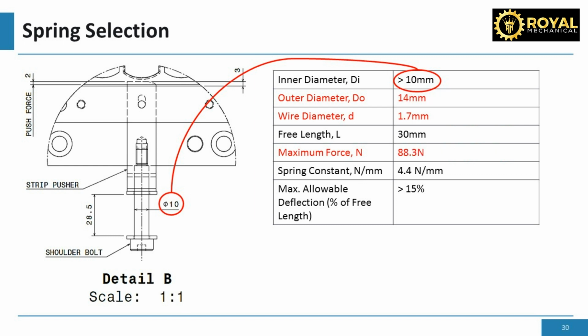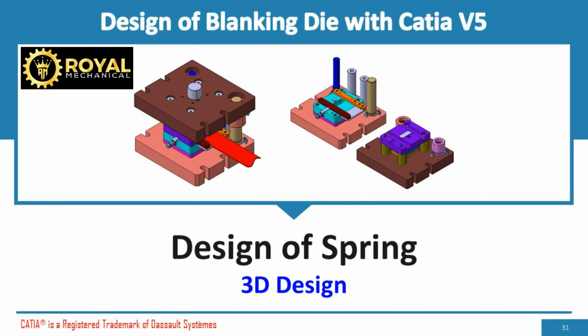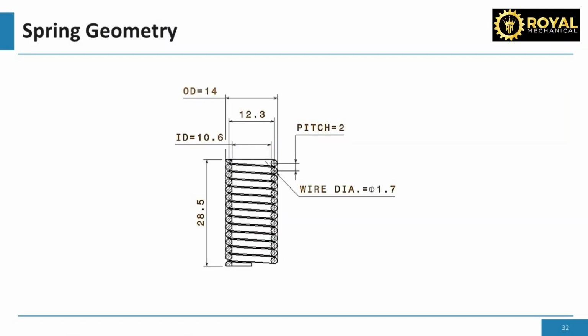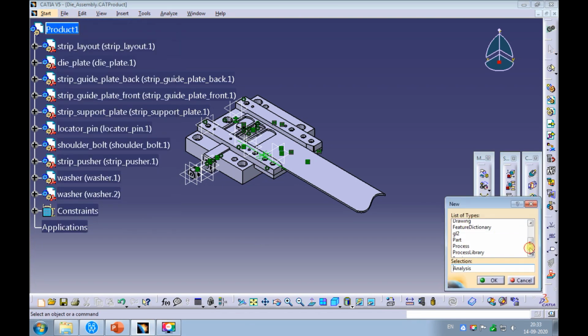I have selected the spring. The outer diameter of the spring is 14 mm, the wire diameter is 1.7 mm, and the maximum force of the spring is 88.3 newtons. Now let's create the 3D design of the spring. We will design the 3D as per this geometry. Create a new part file with the part name as spring.